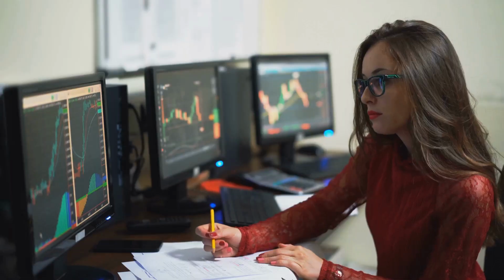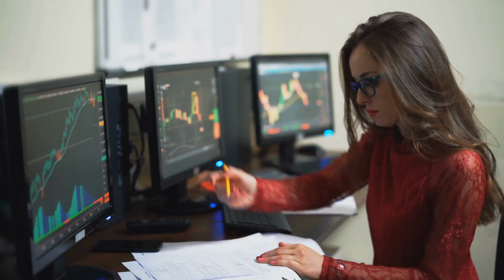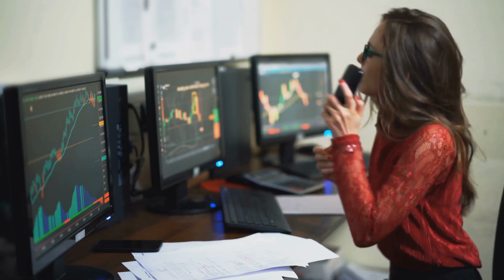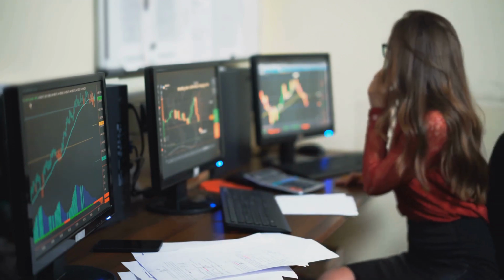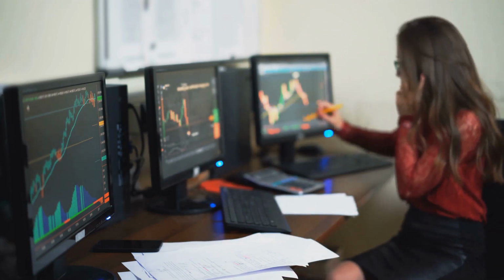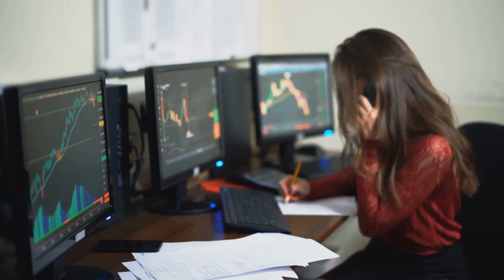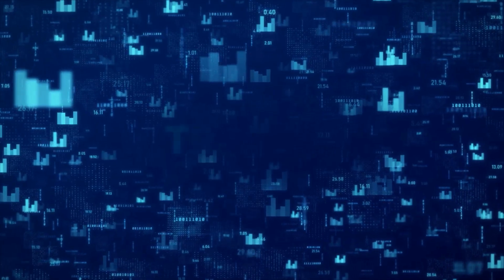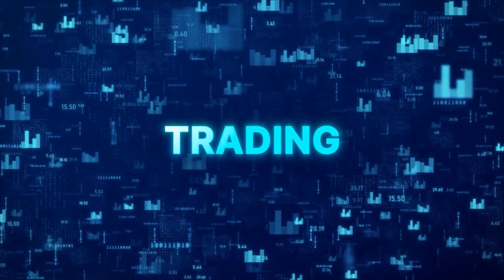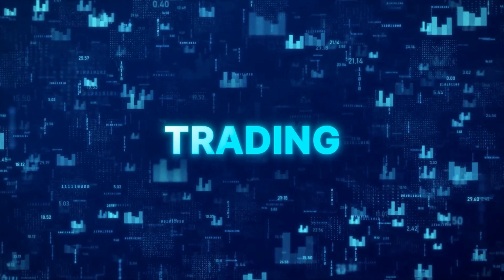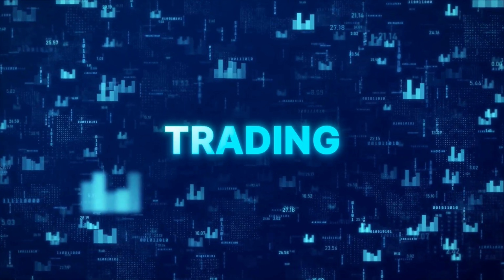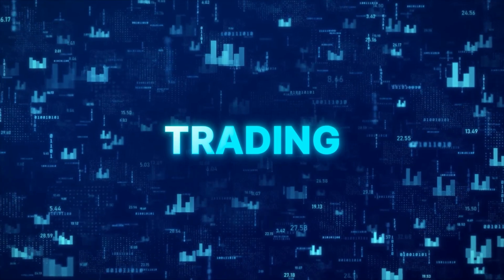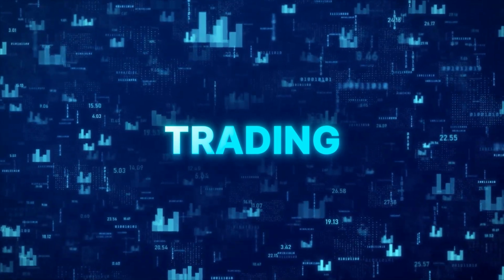Last but not least, we have trend following. This strategy is all about riding the wave. Traders identify the market's direction, up or down, and trade in that direction until the trend changes. It's a strategy that can be successful over the long term and requires less hands-on time, but it requires a lot of patience and discipline, and you might have to weather some losses until the trend plays out.